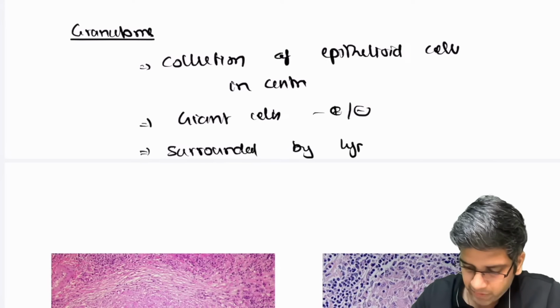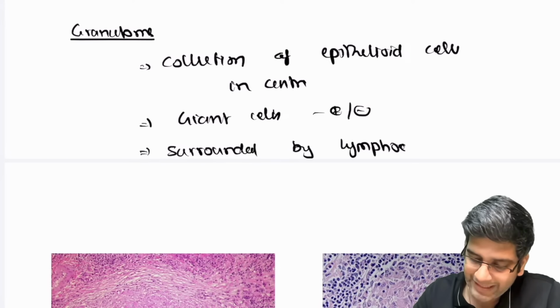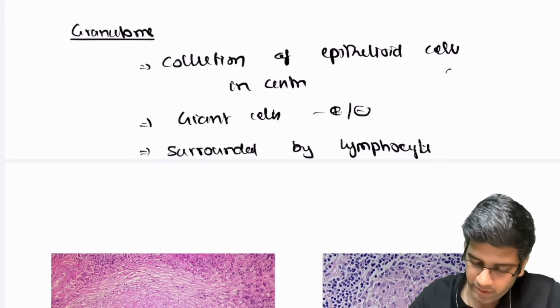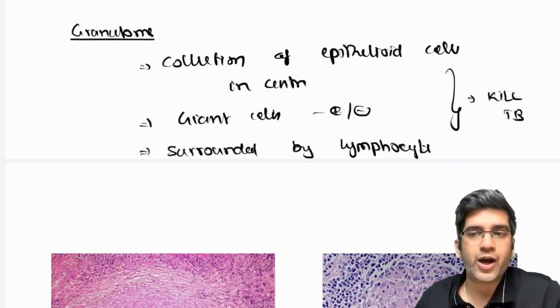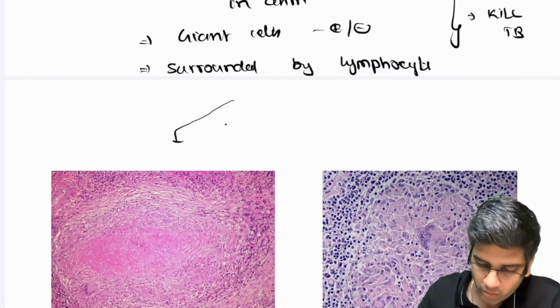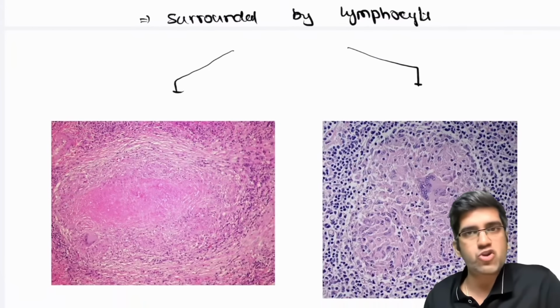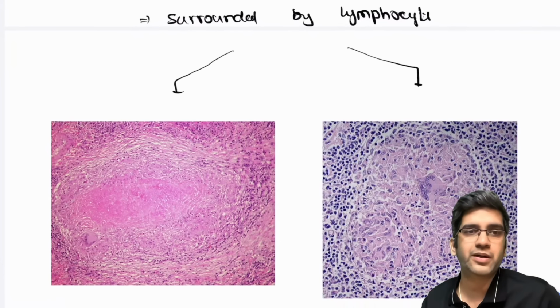The goal is simple: to kill the offending organism, to kill the tuberculosis. So the outcome of the granuloma, I'm going to divide into two outcomes. Write those two outcomes. If you can draw, great. You need not be super expert in drawing.